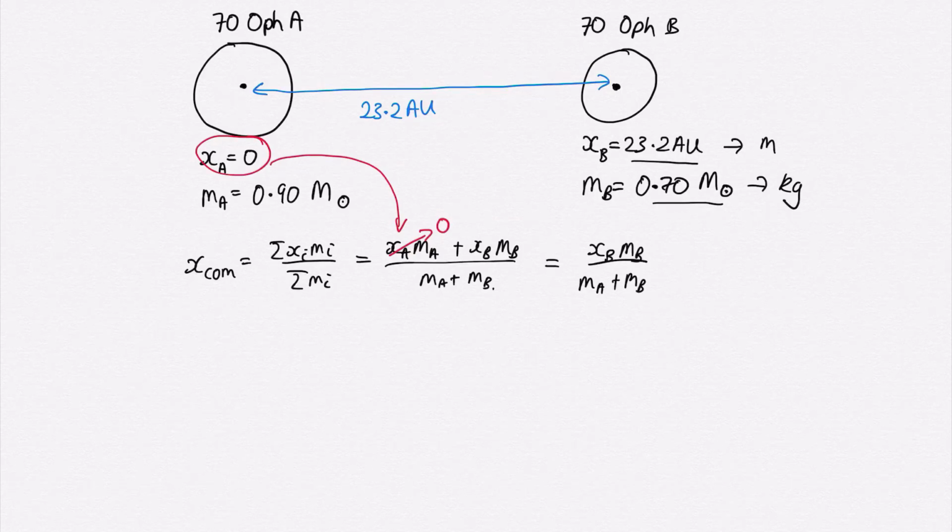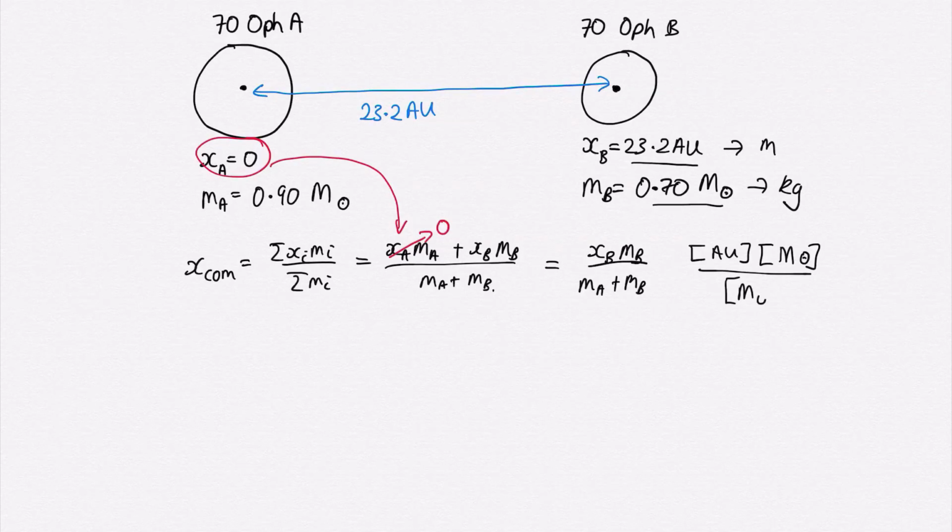Now I'm going to show you why we don't need to convert the units. If you do convert the units, you won't get it wrong, it'll just take a little bit longer. I'm going to put the units after this in square brackets. XB is given as a distance in AU, and MB is given in solar masses. And then MA plus MB, both of those are solar masses. So these solar mass units cancel out, and my final answer will be in astronomical units.